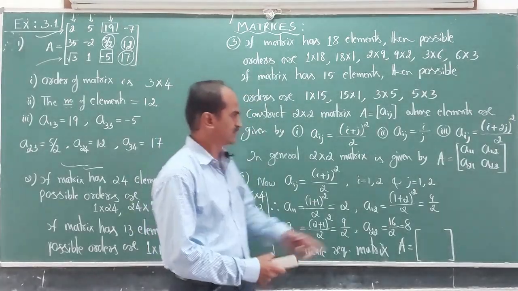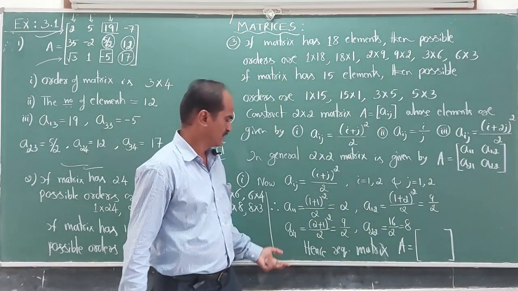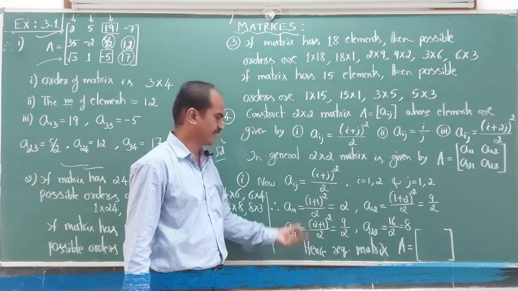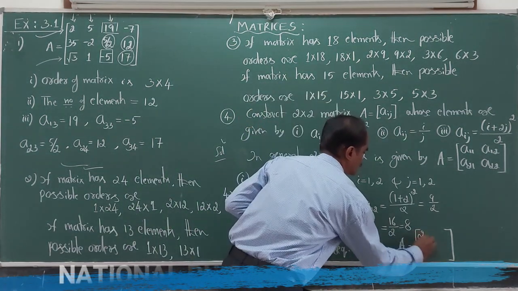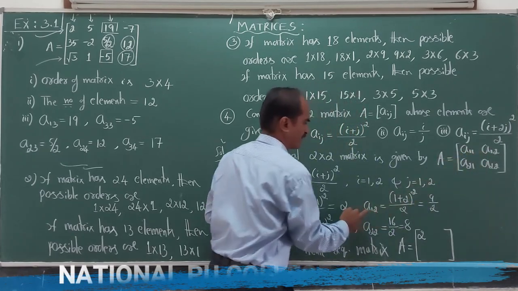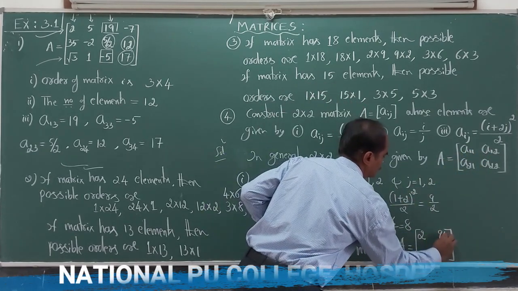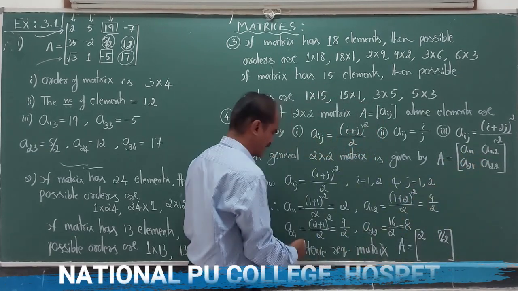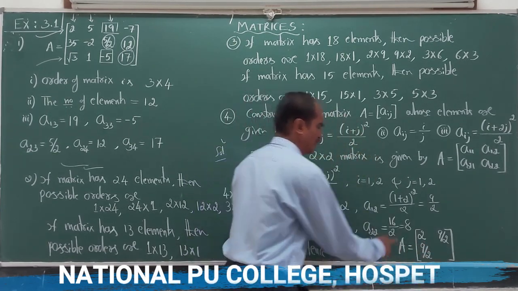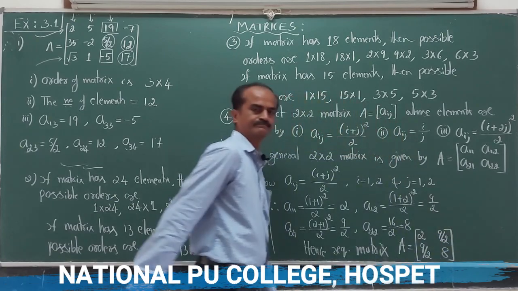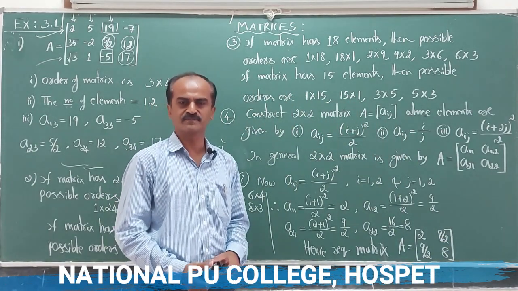Now I am ready with all these values. Now write the required matrices. Hence the required matrix is A equal to, what is the value of A11? 2. What is the value of A12? It is 9 by 2. What is the value of A21? A21 is 9 by 2. And A22 is 8. This is how we have to construct the matrix.